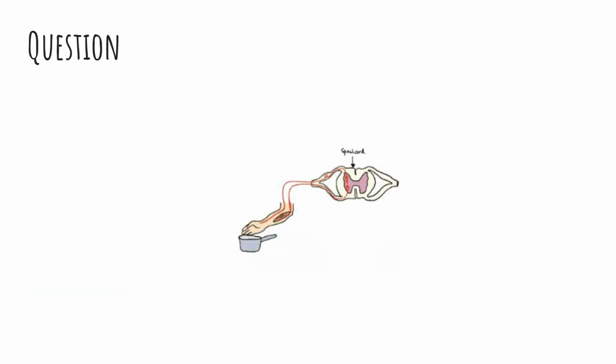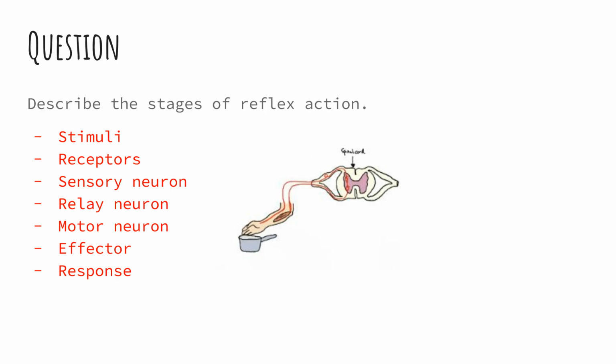A reflex action occurs in a rapid sequence. A stimulus is detected by receptors, triggering an impulse in a sensory neuron, passing through a relay neuron in the spinal cord, and traveling via a motor neuron to an effector which performs the response.